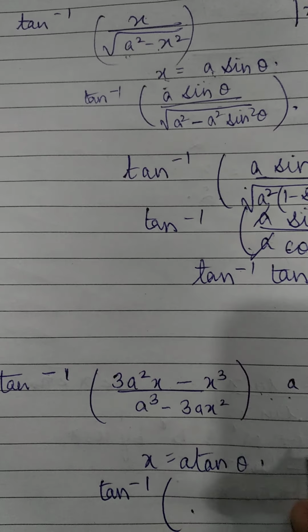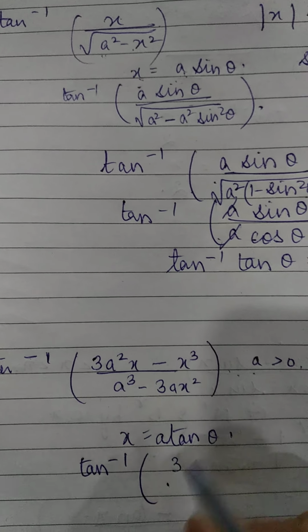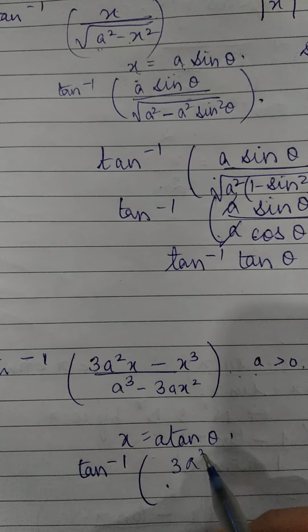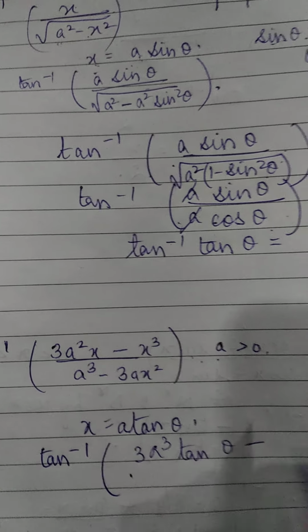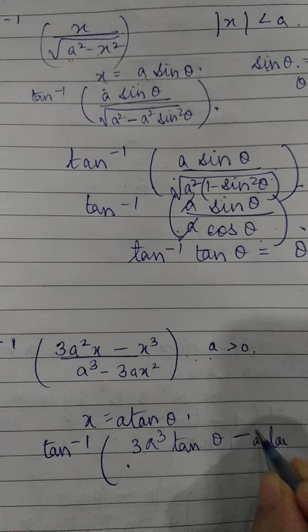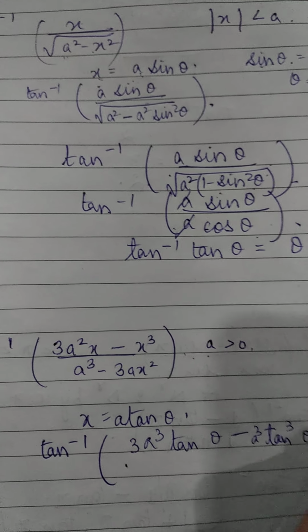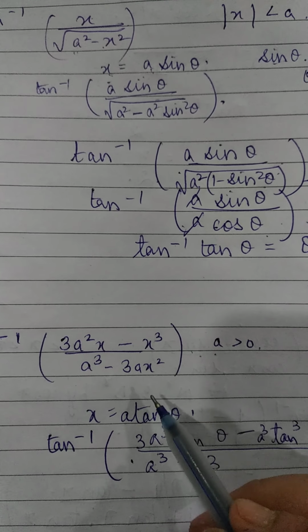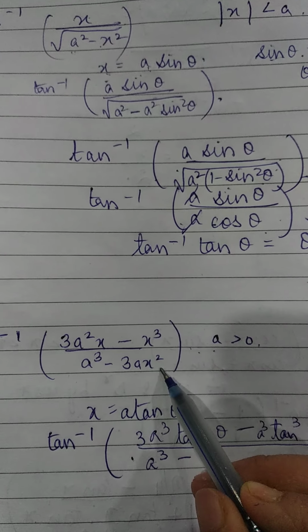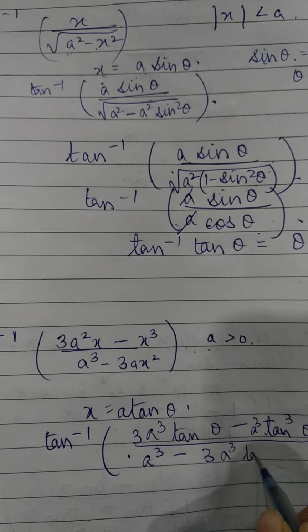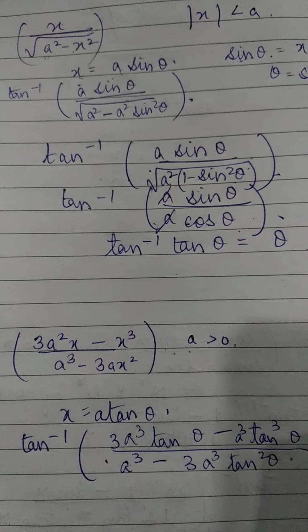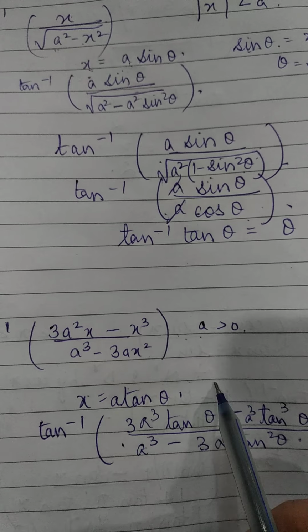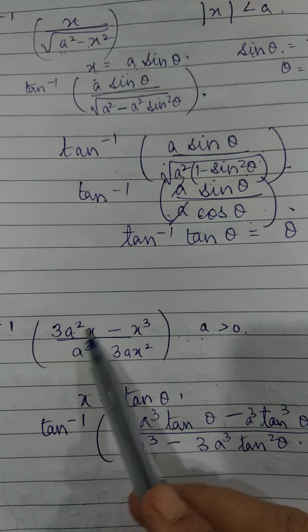This is the formula that we know of. So tan inverse, instead of x, we can put a tan theta. So a square into a tan theta becomes a cube tan theta minus a cube tan cube theta upon a cube minus 3a into a square tan square theta, that is 3a cube tan square theta. Simply we have put x is equal to a tan theta over here, because the formula that we know of does not have the value a.